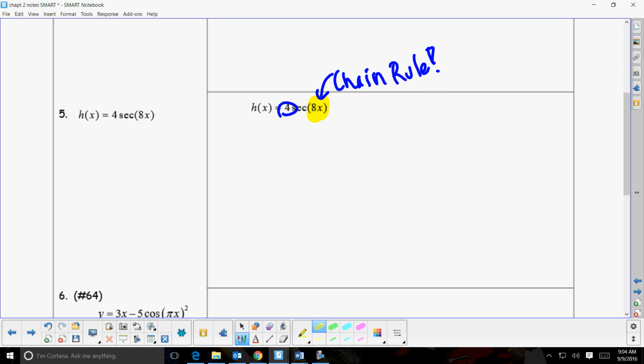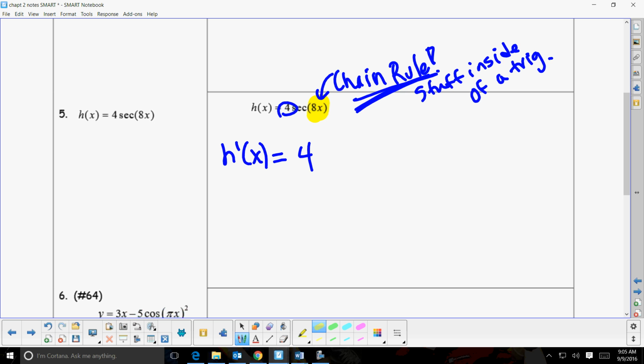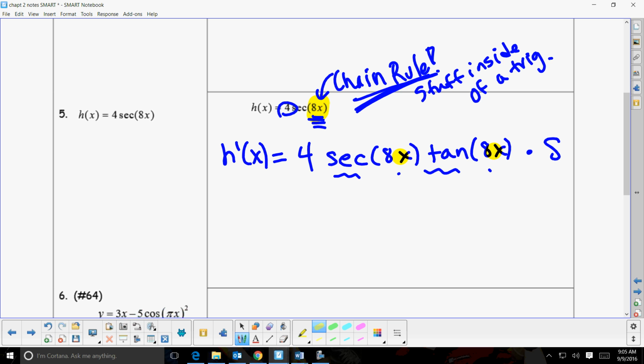Okay, when I have stuff inside of a trig, we have the chain rule too. The coefficient goes along for the ride. The derivative of secant is secant tan, so leave the inside alone. See how I left the inside alone? It's exactly the same. The derivative of the outside, so my outside was my secant tan. Leave that inside alone, times the derivative of the inside. So what's the derivative of that inside? 8. Which would end up being 32 secant 8x tan 8x.